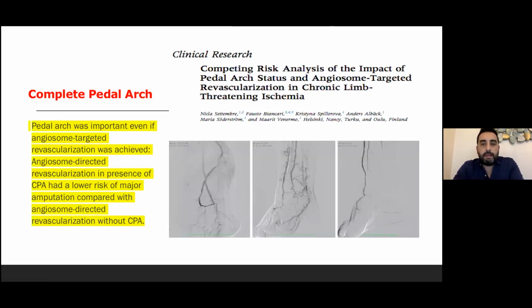And another important point, complete pedal arch. This is a study by September and colleagues comparing risk analysis of the impact of pedal arch studies and angiosome target revascularization in chronic limb threatening ischemia. Pedal arch was important even if angiosome targeted revascularization was achieved. Angiosome directed revascularization in the presence of a complete pedal arch had a lower risk of major amputation compared with angiosome directed revascularization without a complete pedal arch. This is the complete pedal arch, this is the incomplete pedal arch, and this is the absent pedal arch.